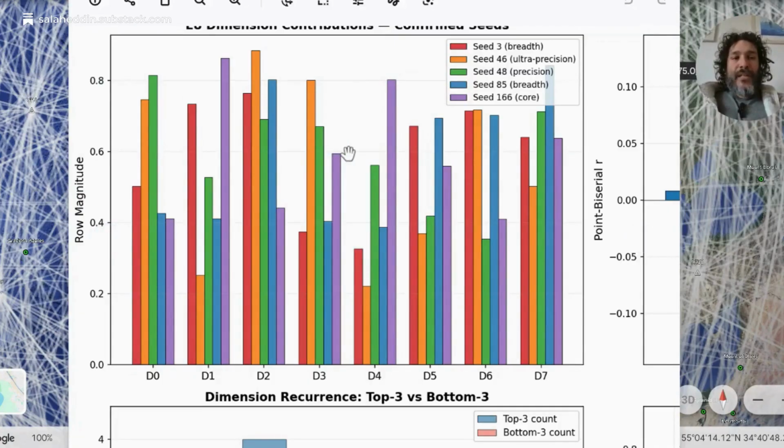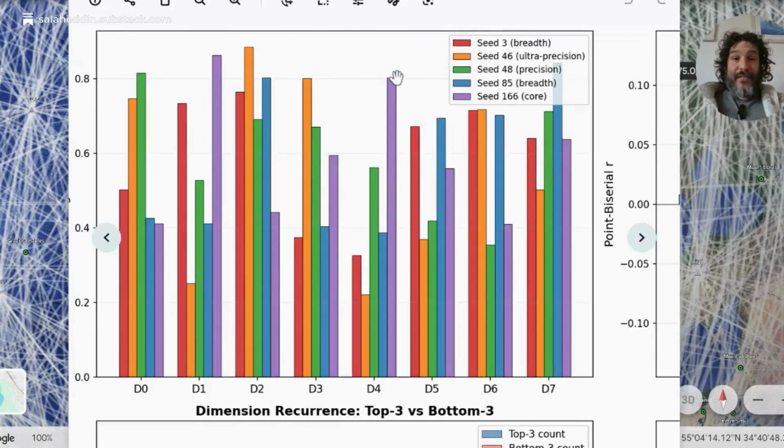When we looked at its fingerprint, we found the exact opposite pattern. Dimension 4, right? If you look at dimension 4, the channel that should be quiet is actually the strongest here for seed 166. And for dimension 2, the carrier that should be loud is weak. It's the inverted fingerprint. So this is like the control experiment that proves the rule.